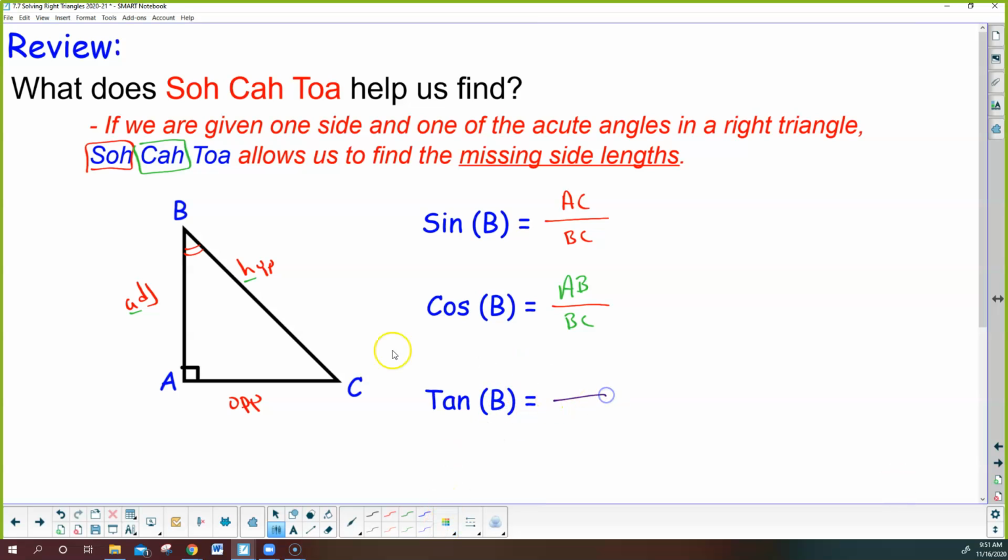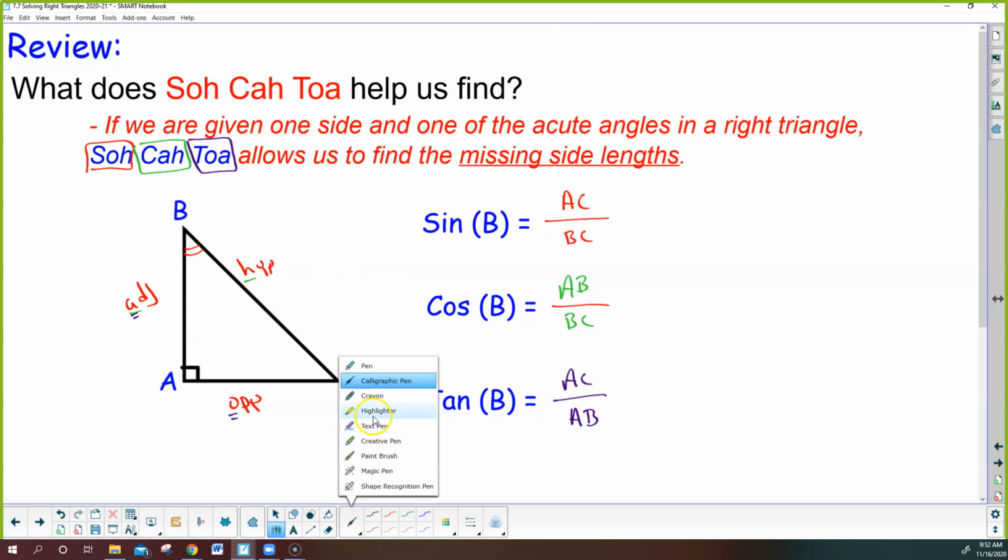All right, and then tangent. What is tangent? Tangent is TOA. That's the opposite over the adjacent. So we would say the length of AC over the length of AB. So that's where we came from, right? That helps us find the missing sides, but we would have to know the angle. Right? The only way we could do these problems right now is if I knew the measure of the reference angle B.